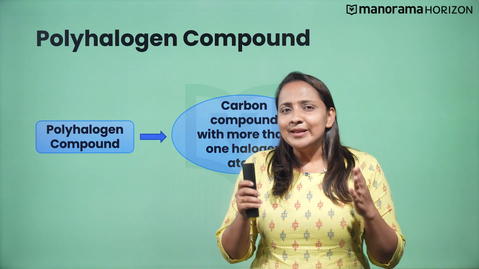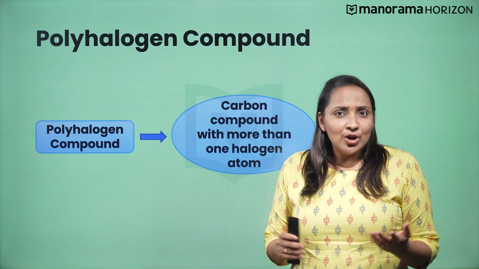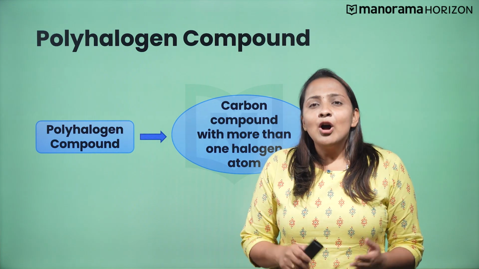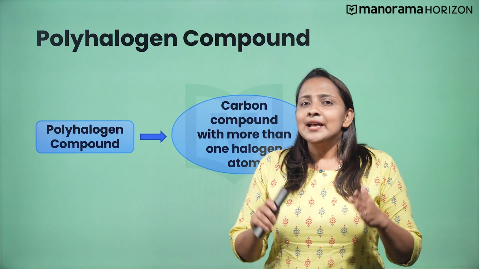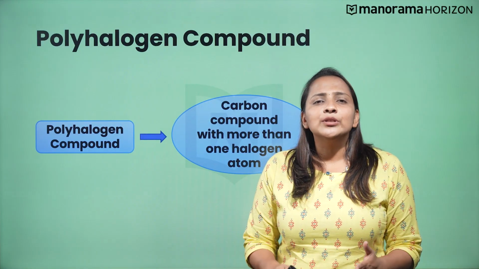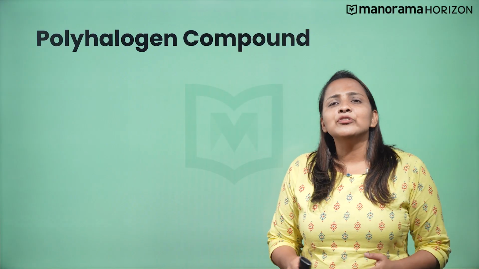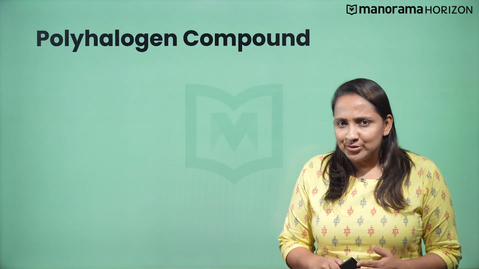We all know that poly means many. So, what is a polyhalogen compound? You must have guessed it now. Polyhalogen compound means carbon compounds having more than one halogen atom in it. Let us now discuss some of the commonly used polyhalogen compounds.